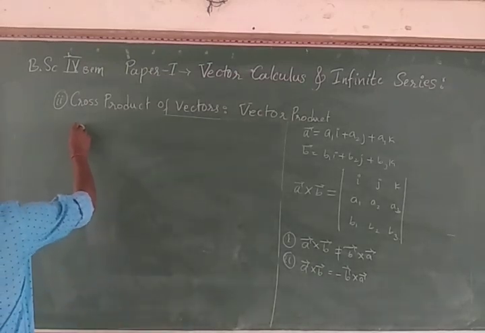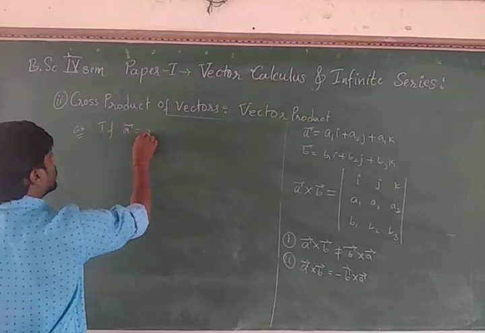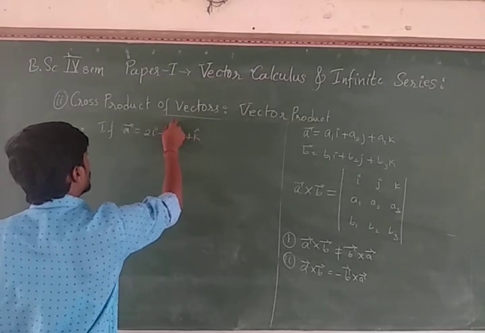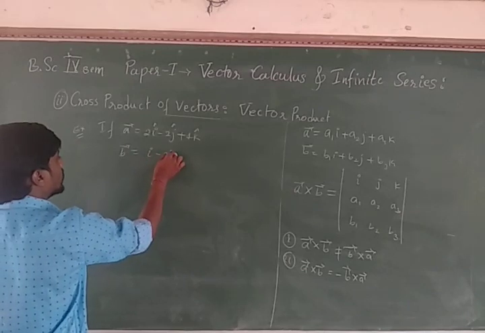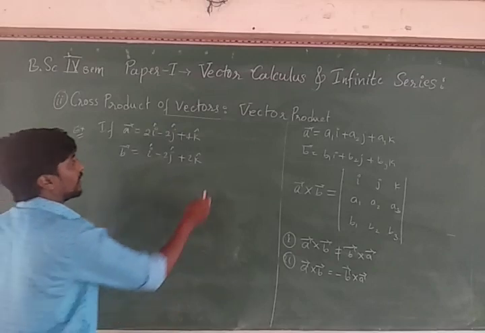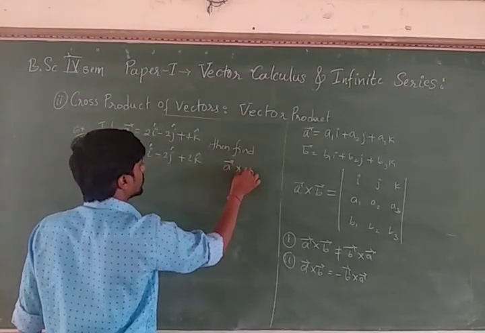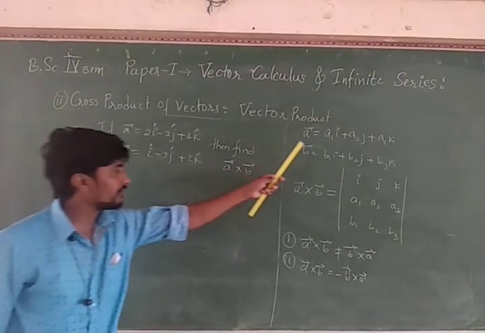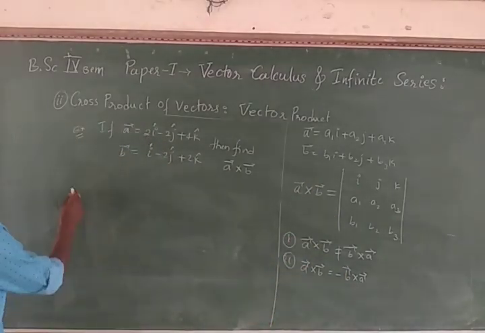Example: if vector A is given in the format of 2i minus 2j plus 4k, and vector B is given in the format of i minus 2j plus 2k, then find A cross B. So now look at here. This example is given in this format only. If this format is given, what to write? So now I have to write the solution.